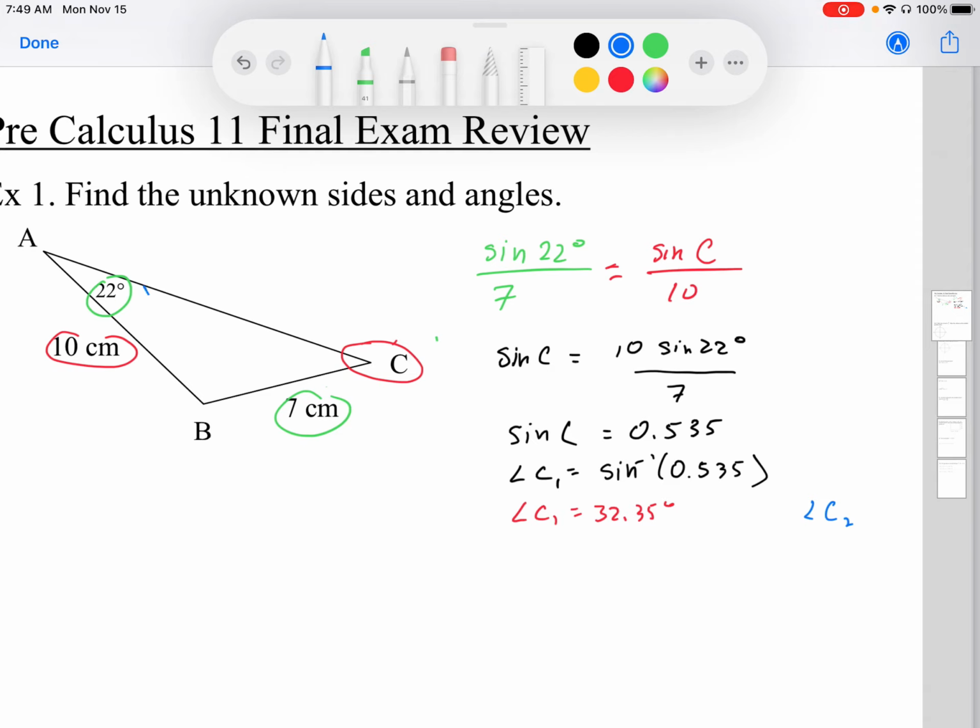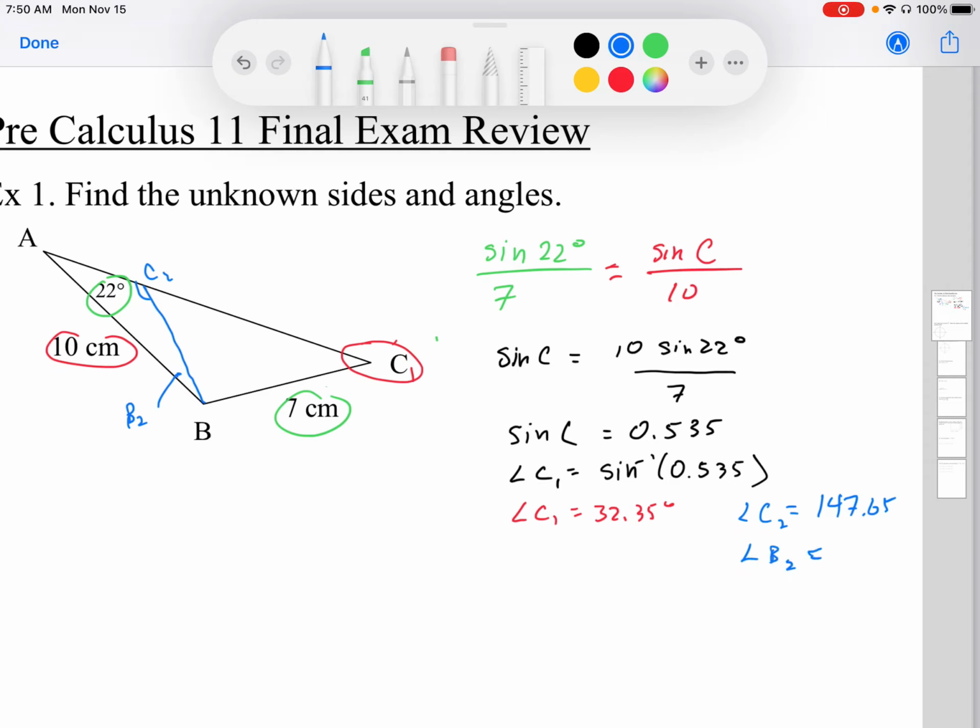Now I'm just going to, at the same time, find C2. So C2 is going to be this other angle here. We'll call that C2, and this one here we'll call C1. So angle C2 is the supplement. Angle C2 is going to be equal to 180 minus C1. So C2, we do 180 minus C1, we get 147.65 degrees.